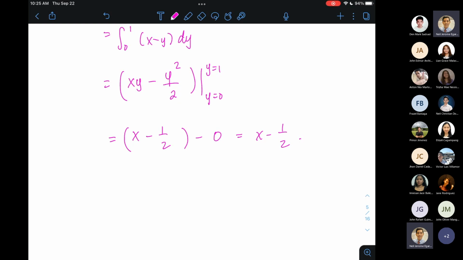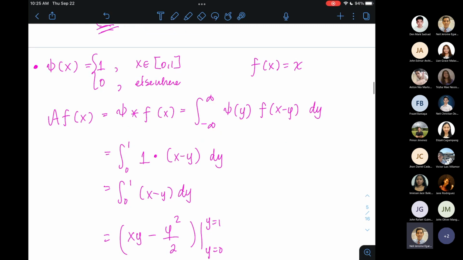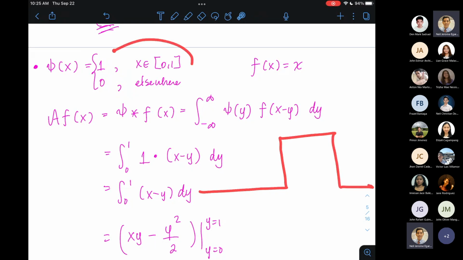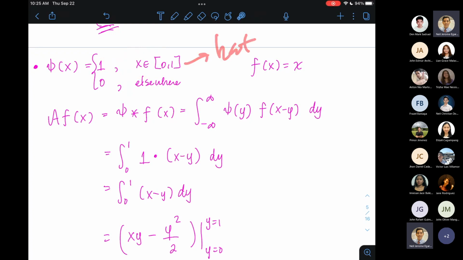So that is the convolution of this piecewise function. Ano kaya ang pwede natin ditong itawag? Ang graph kasi nito ay 0 siya, tapos sa interval 0, 1 siya ay 1. So ganito yung itsura niya. So para siyang box or hat function. Tawagin natin itong hat function, the unit hat function. Ano? Kasi mukhang top hat yung kanyang graph with the identity function. All right?